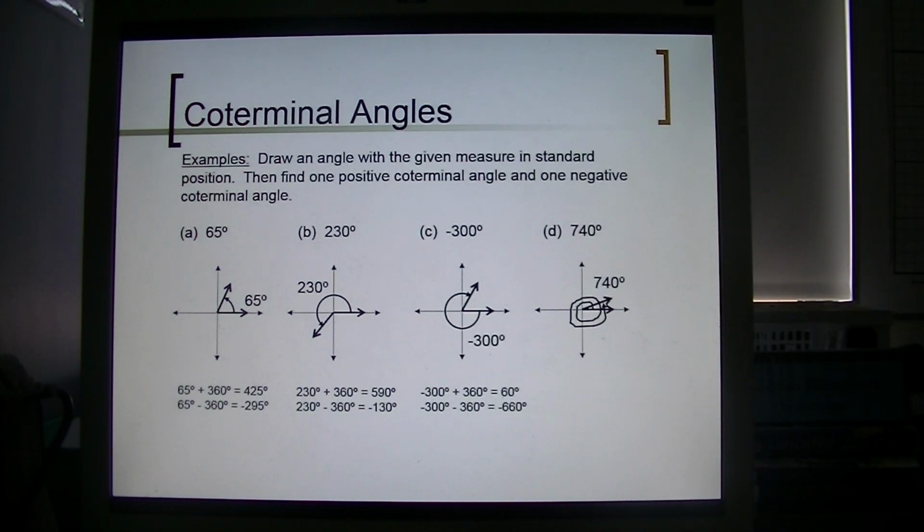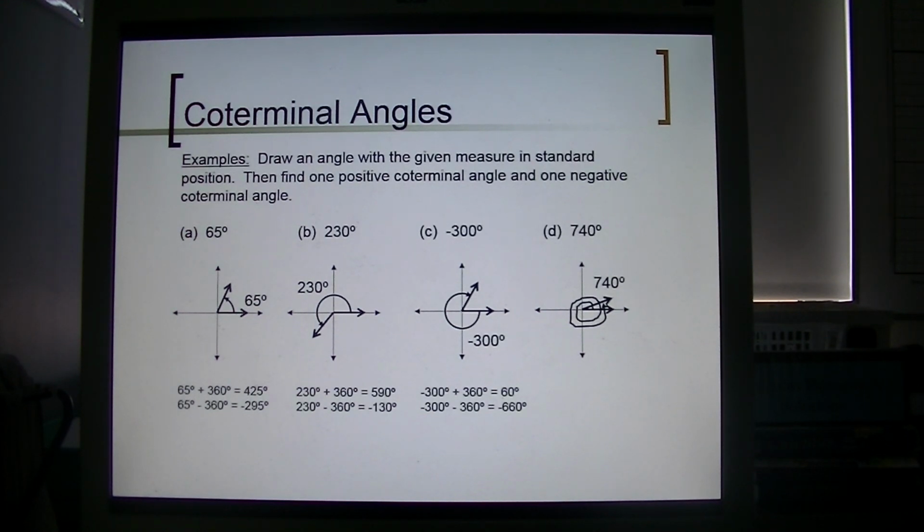Kevin, do you have the coterminal angles? Benny, do you have the coterminal angles? For the positive one, I had 1,100 degrees. Yep, you can add 360. And for the negative one, I have negative 340. Good. Does anyone have any other positive ones?